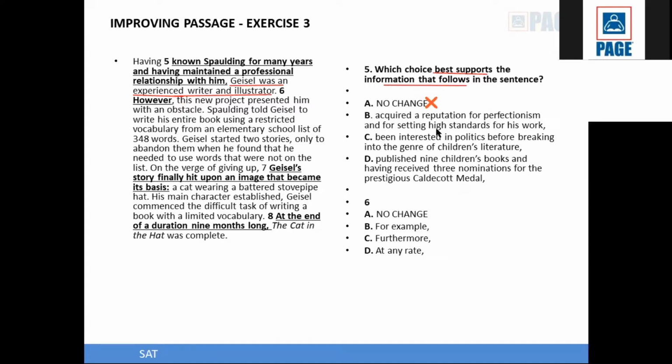So high standards for its work. It is not about his work. It is not about politics. I do not know. Just, is there anyone who got the answer? B or D? B or D?